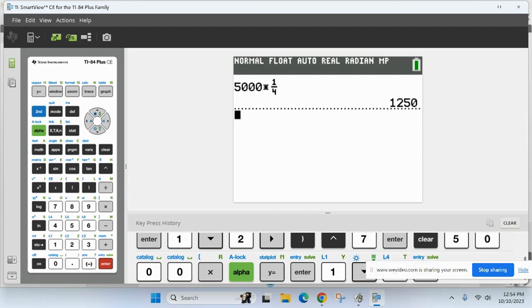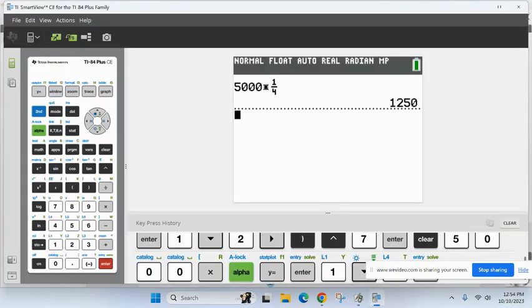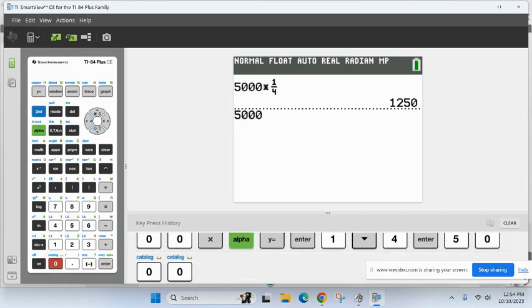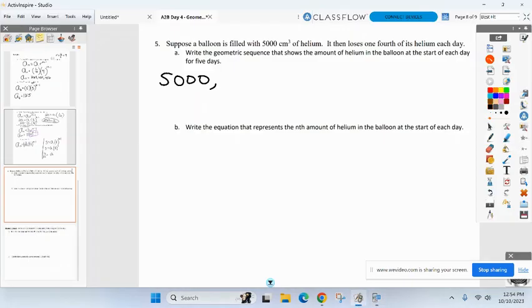We just lost 1250. So read the problem though. What's the problem asking? The geometric sequence that shows the amount of helium in the balloon at the start. So I want to know how much helium is still there at the start of each day, and it's not 1250. So what do I need to do with the 1250 here? Subtract it from 5,000, and that is my second term. So really, it should be 3,750.